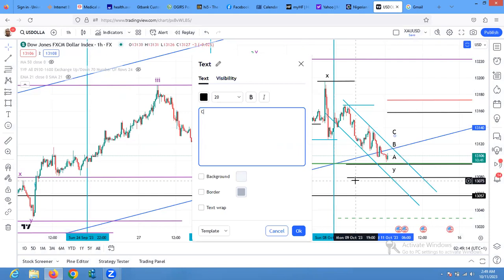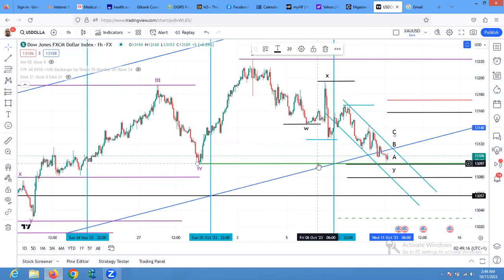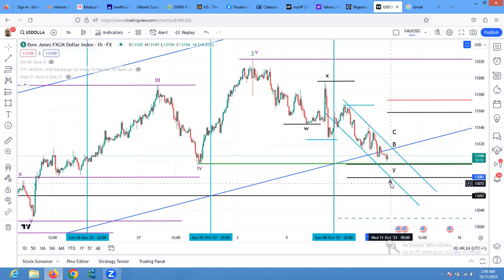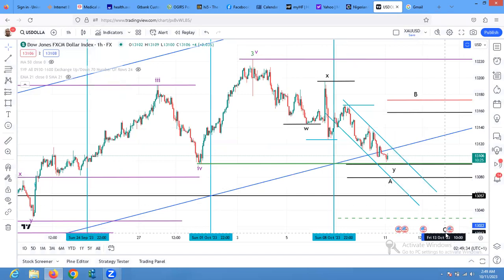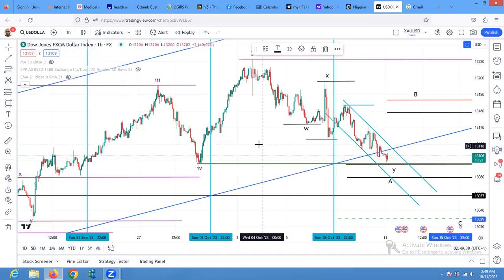That is what this is looking most likely. Now, there is one thing I want us to understand: we are anticipating that this is where wave A will be, and this is where wave B will be, and that wave C is going to walk down here. So that's what we are anticipating.